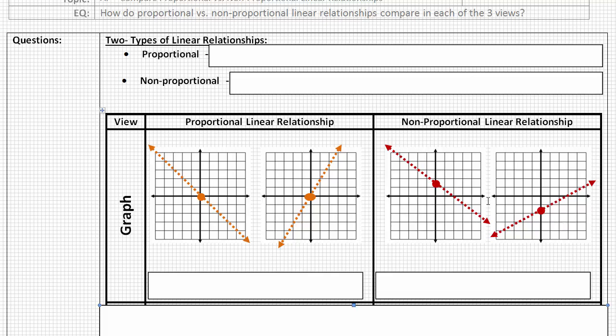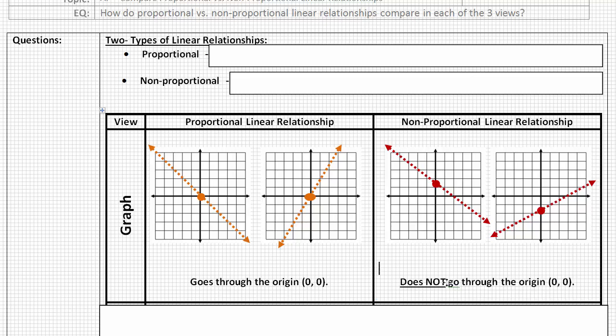So in our graph view, when we're trying to decide if a linear relationship is proportional or not, we're going to focus on the origin. Proportional relationships go through the origin (0, 0), whereas non-proportional linear relationships do not. Let's take a look at the next view.